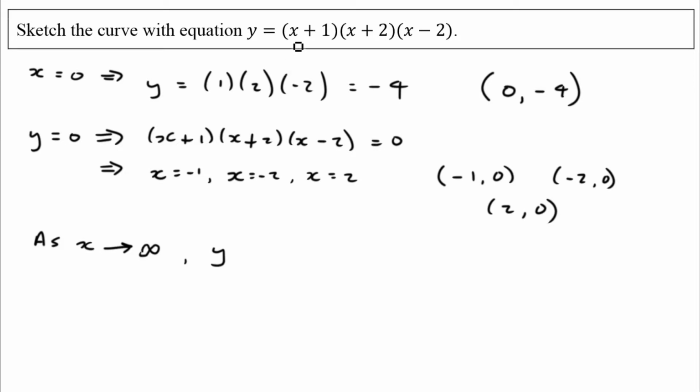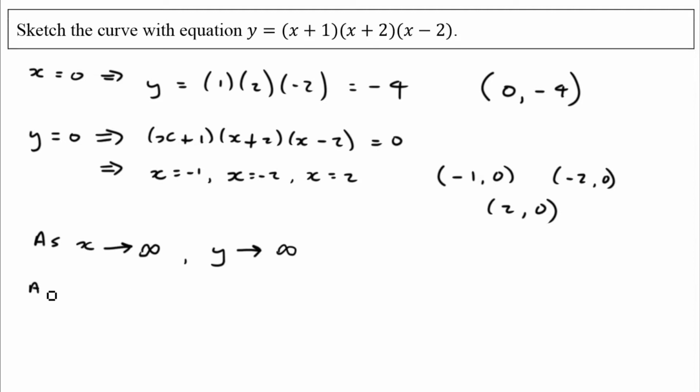Well, if x is a large positive number, then x plus 1 is a large positive number, and so is x plus 2, and so is x minus 2. The fact that we've taken 2 off a very large positive number is not going to make much of a difference. So we will be multiplying together 3 large positive numbers, which will give us a large positive value for y. In other words, as x tends to infinity, y also tends to infinity.